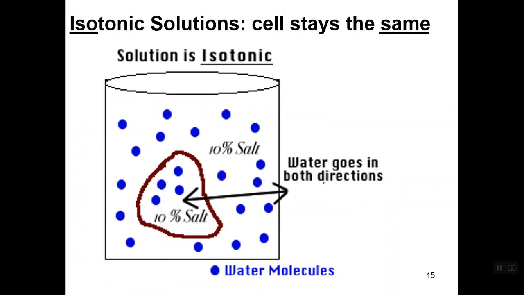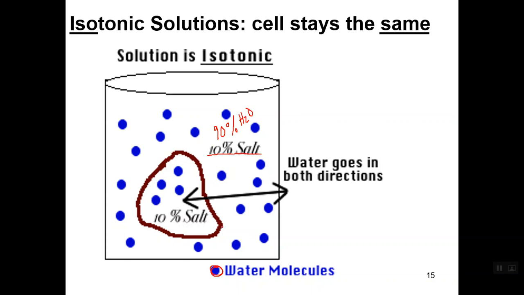Here's a beaker of water, right? These little blue dots are our water molecules. And in that beaker of water, there's a 10% salt concentration, right? Well, the things in the beaker have to add up to 100%. So if 10% of it is salt, that means the rest of it, 90%, must be water. And that's what we're showing you with these blue dots, right?